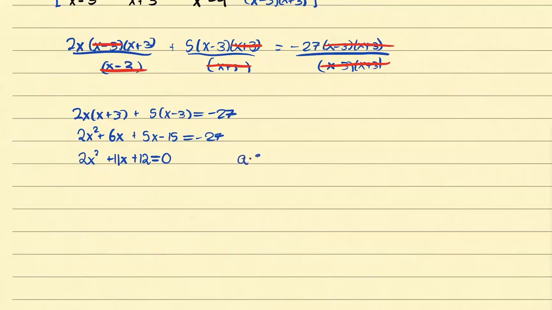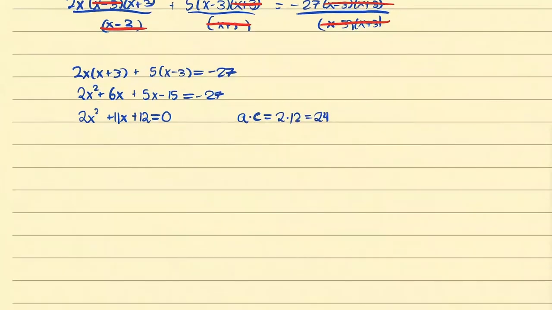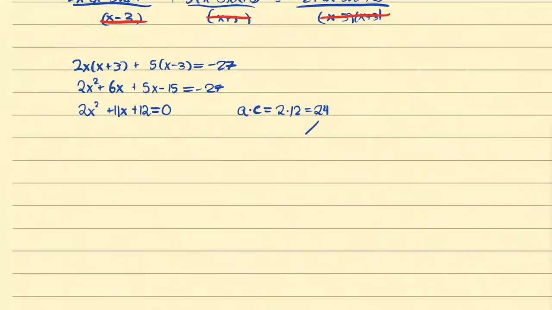So a times c is 2 times 12, right? That's 24. Now let's think of some factors of 24. 1 and 24. 2 and 12. 3 and 8. 4 and 6. And I think that's it.